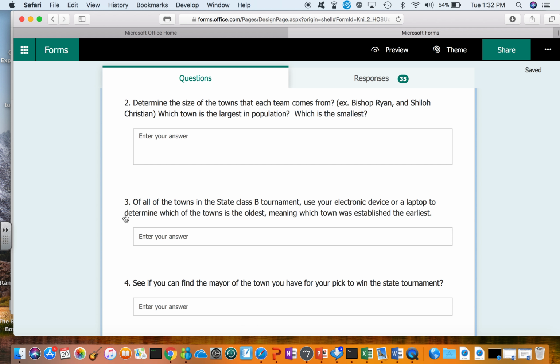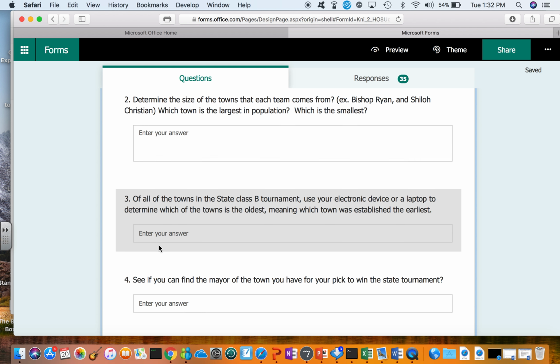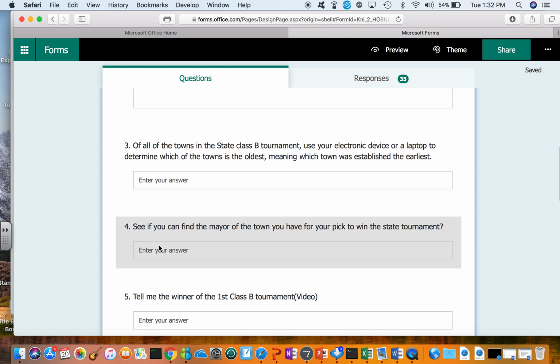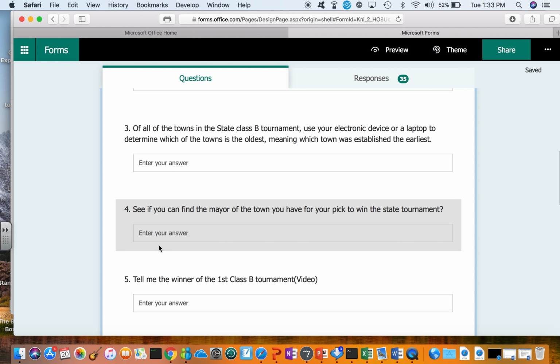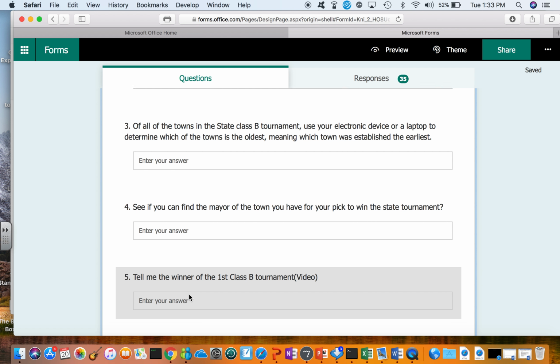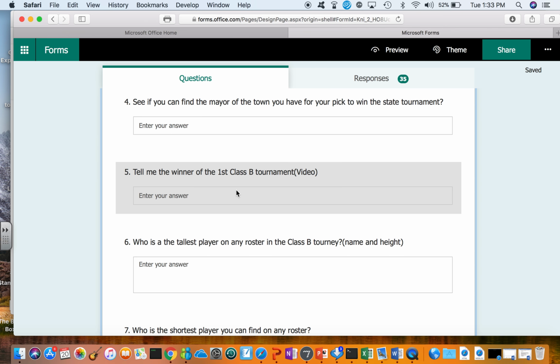All right. Question number 4. Find the mayor. Okay, Google your town and the mayor. In this case, just pick a team to win the state tournament. So if you randomly pick, say, Carrington, just find the mayor. Most of you that already did the sheet do not have trouble with this. And then, if you had the video, the first Class B winner was Fairmont. If you didn't have the video, you don't have to worry about that.